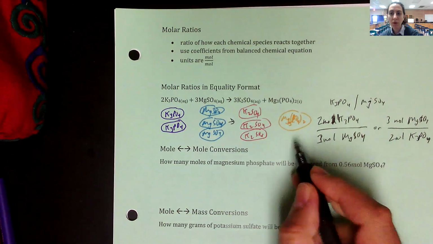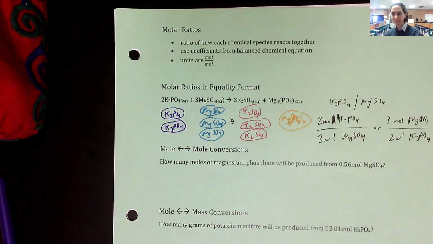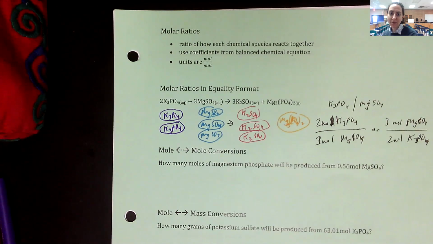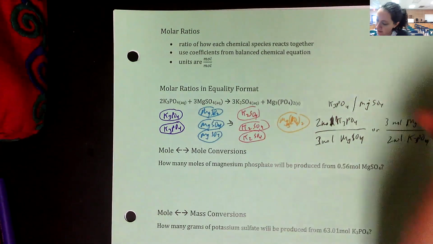So these are both molar ratios, and it's the molar ratio that compares potassium phosphate to magnesium sulfate. We can pick any 2 chemical species to make a molar ratio. You can only ever compare 2 because it's a fraction. There's only a numerator and a denominator. It's an equality. So for example, maybe we want to compare magnesium sulfate to magnesium phosphate.